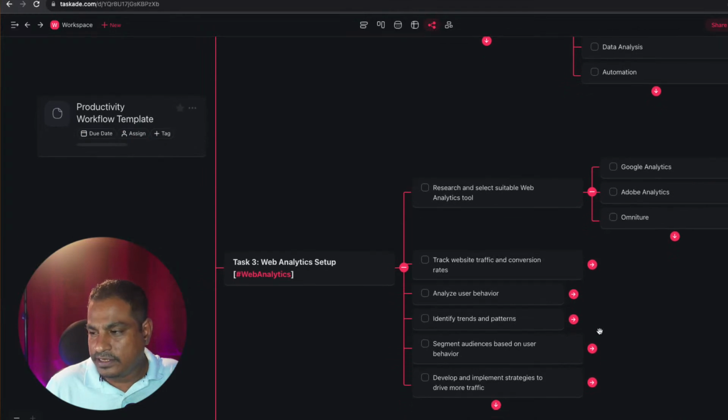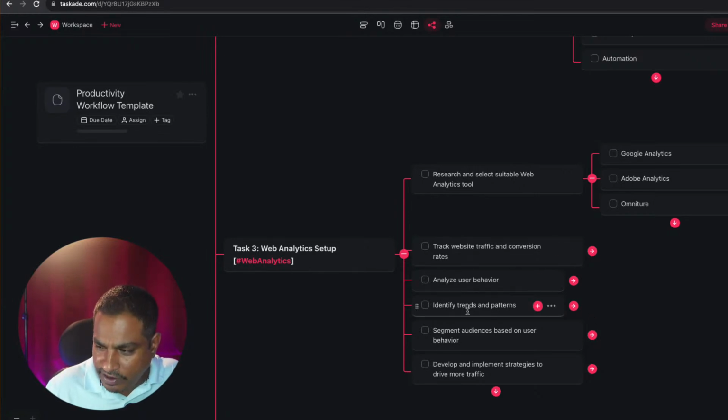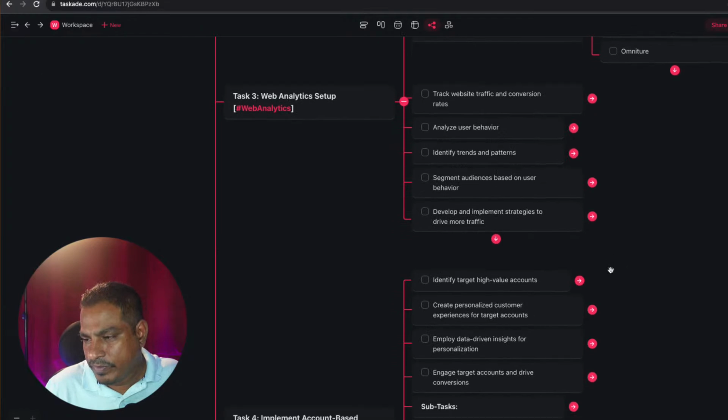The third piece is using your analytics, having data at the center. Let data be the guiding force for you to choose whatever activity or action that you have to at the end of the day, right? So track website data, look at user behavior, identify the trends, segment your audiences, and develop and implement strategies using these tools, right? All right.